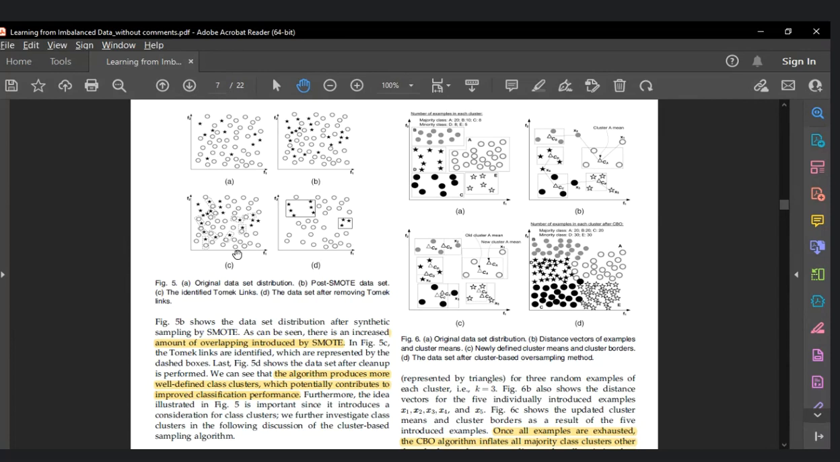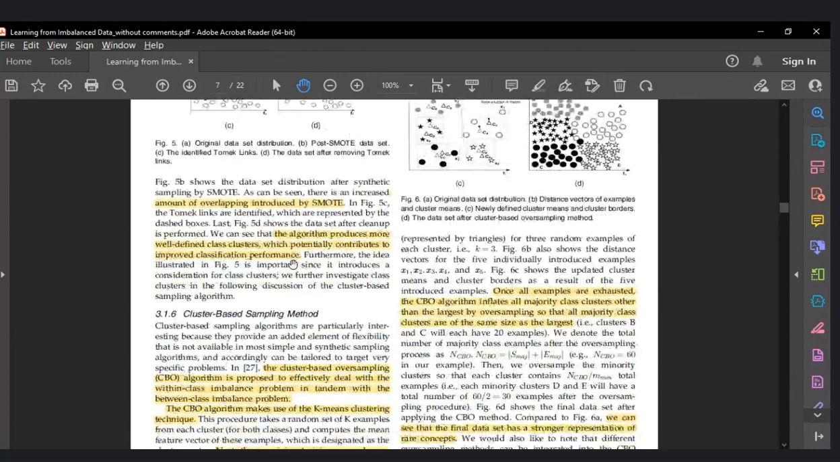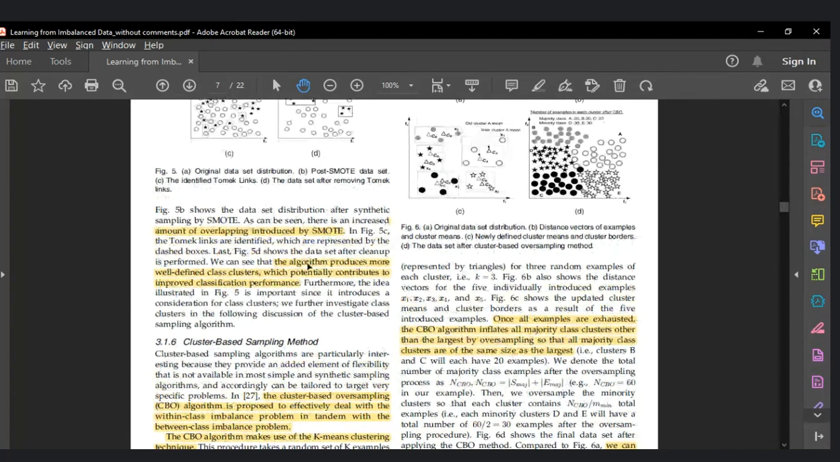Whenever that happens, the reason it's done is that there might be a chance that they are overlapping each other, and you want to remove them from the data set so that when we are actually applying a model, it is able to draw a decision boundary easily so that our majority and minority class examples can be easily separated. And that is why this is done. As you can see, it's saying here, this algorithm produces more well-defined class clusters, which potentially contributes to improved classification performance. So that's why it's done. The problem can be alleviated by using Tomek links as a data cleaning method.